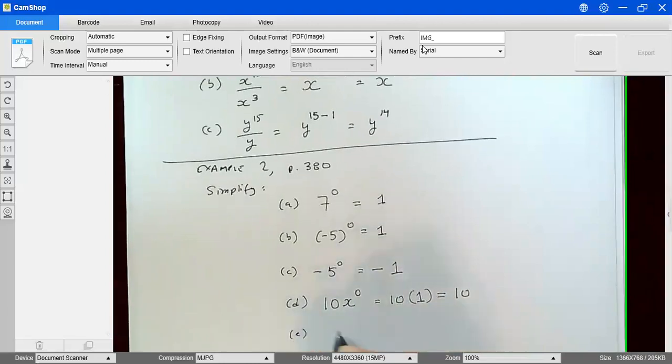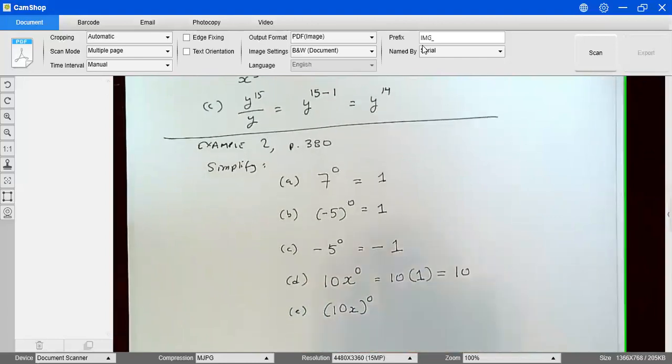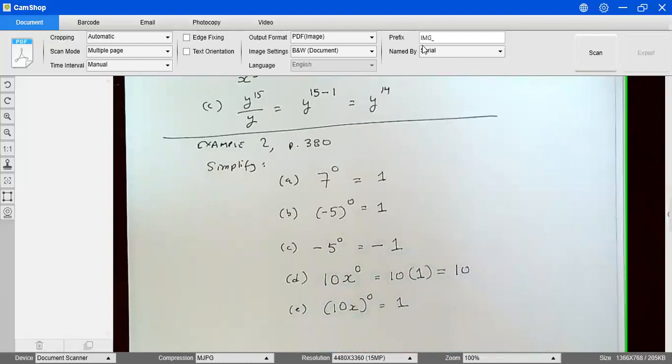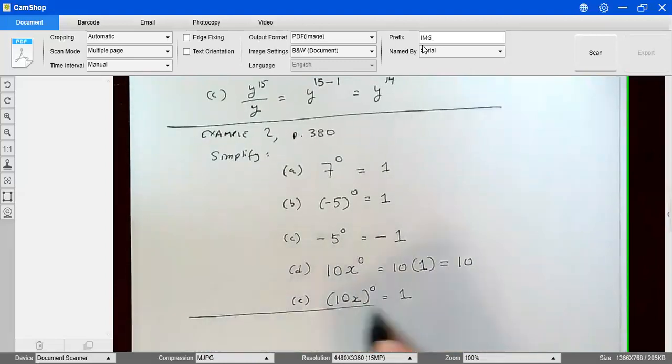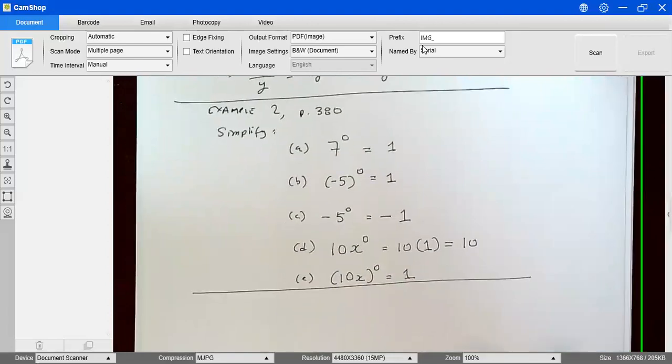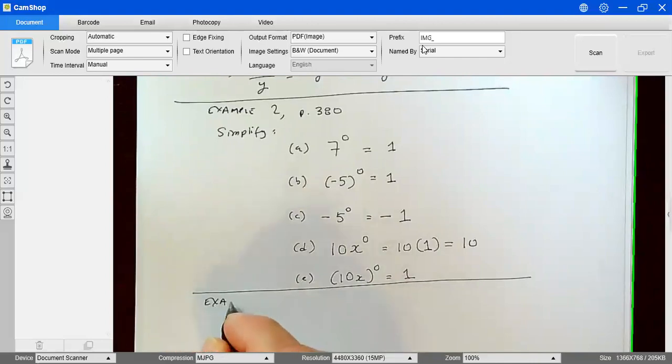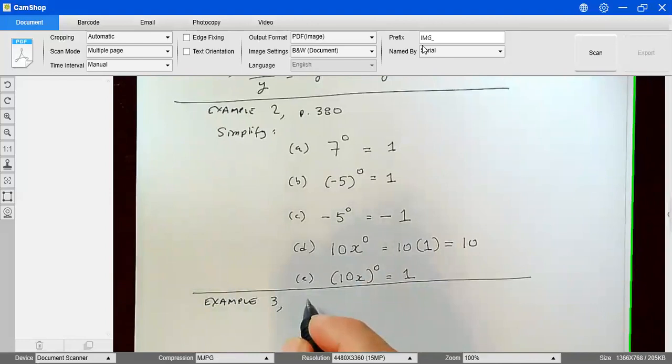Finally, we have (10x) to the 0. Now 10x is the base, not only x as before. 10x is the base, so the answer is just 1. So that's example 2. So we are just applying the rules for exponents. In the next part of the section, we're going to start dividing polynomials. So let's work a couple of more examples to be ready for division of polynomials.